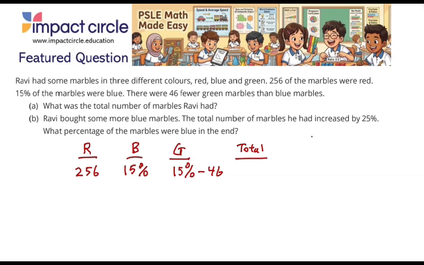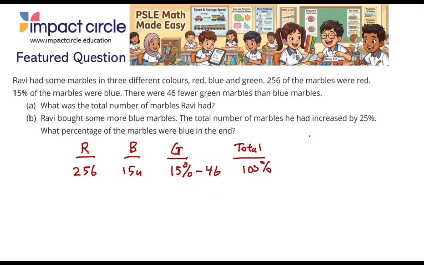Okay, so to solve this problem, we draw a simple ratio table. We know that the total for red, blue, and green has to be 100%. And we are told that there are 256 red marbles, 15% of the marbles are blue, and instead of writing 15%, I actually like to write 15U. Okay? And we are told that there are 46 fewer green marbles than blue marbles. So normally I will write it as 15U minus 46.